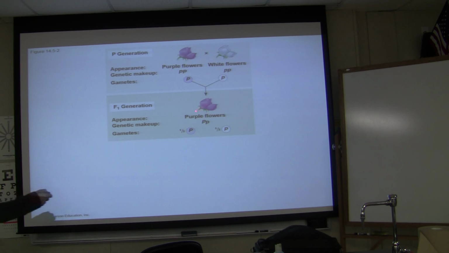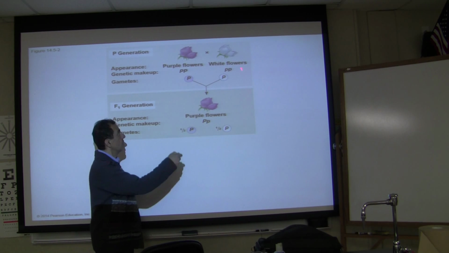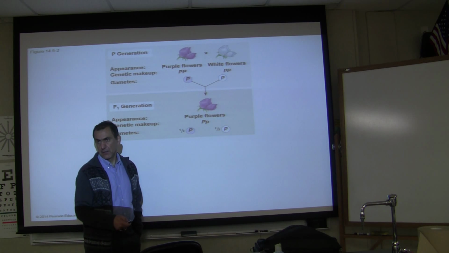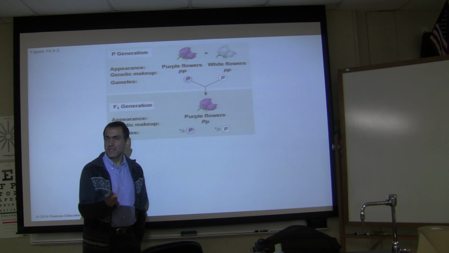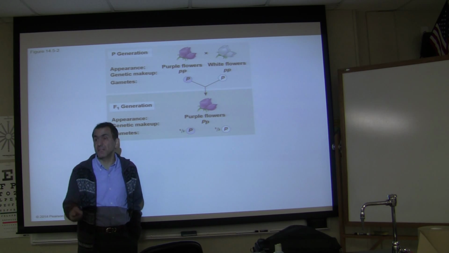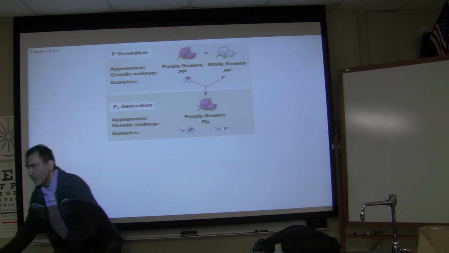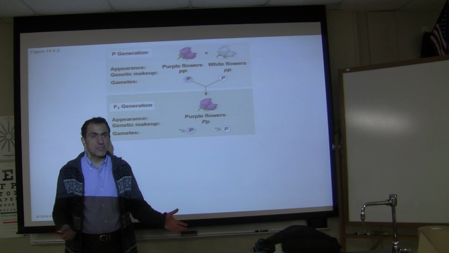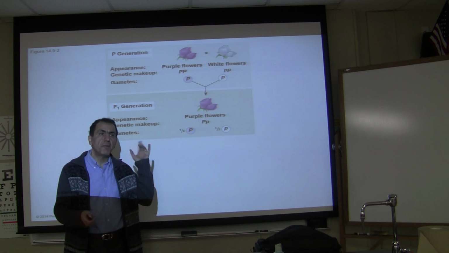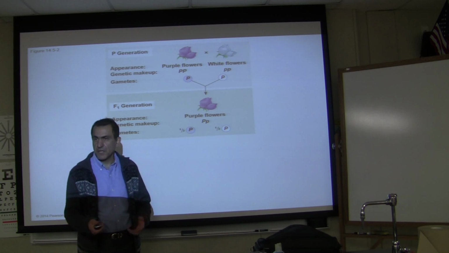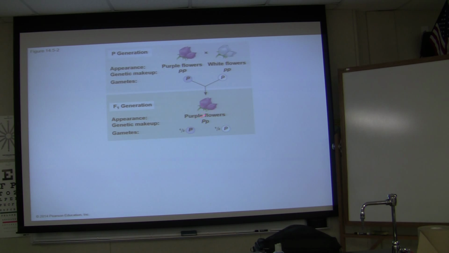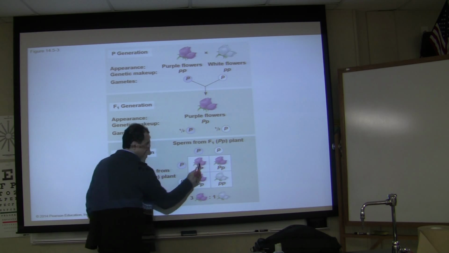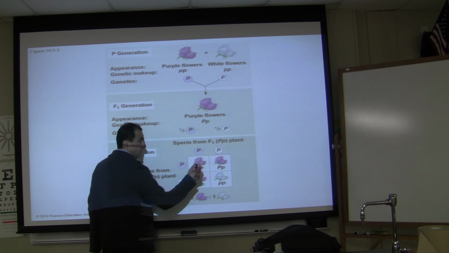He said, okay, let's cross these together, these that came from parents of purple and white, and see what happens. Remember, before Mendel, nobody had done these things. If they had done it, they never published it. Somebody might have done this 1,000 years before Mendel, but they didn't write it in any book or scientific paper. So when he crossed these together, voila, he got three purple flowers for every one white.